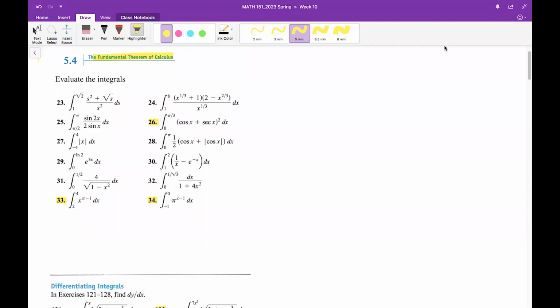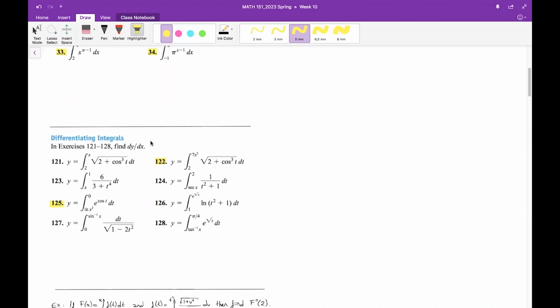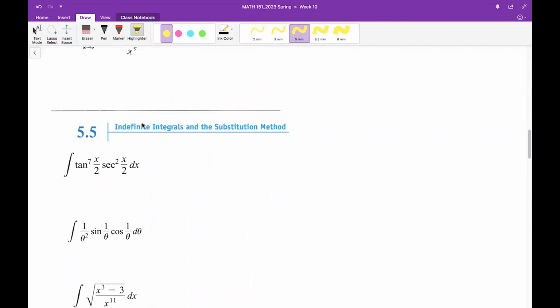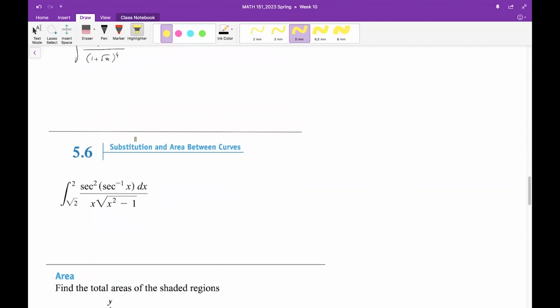Hi everyone, this is week 10 and this week we are going to cover the fundamental theorem of calculus, which is a very useful theorem to compute derivatives of integrals. This is a very useful shortcut, and then we will talk about the substitution technique a bit, and then to compute indefinite integrals we can use substitutions, and next we will look at definite integrals and how to use them to compute areas between curves. This is the summary of this week.